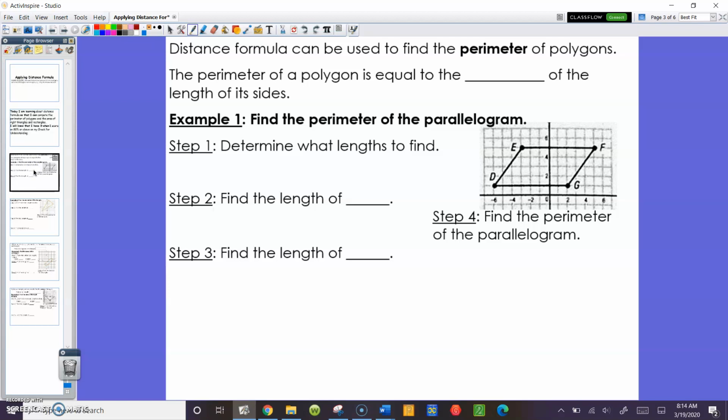Distance formula can be used to find the perimeter of polygons. The perimeter of a polygon is equal to the sum of the lengths of its sides. Example 1. Find the perimeter of the parallelogram.